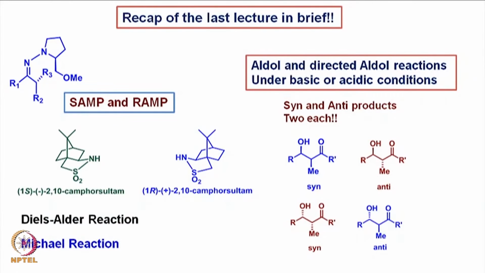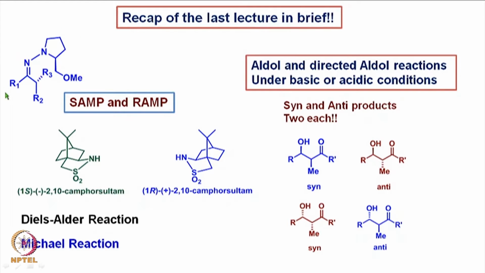Before we proceed further, we will briefly look at what we did last time and then go to new aspects of the reactions that we were discussing. So last time, towards the end, we looked at many aspects of the SAMP and RAMP based CC bond formation. As you can see, this is a SAMP based hydrazone, and when we carry out a CC bond formation next to this hydrazone moiety, then of course we induce asymmetry. Likewise, we have done the reactions with the RAMP.